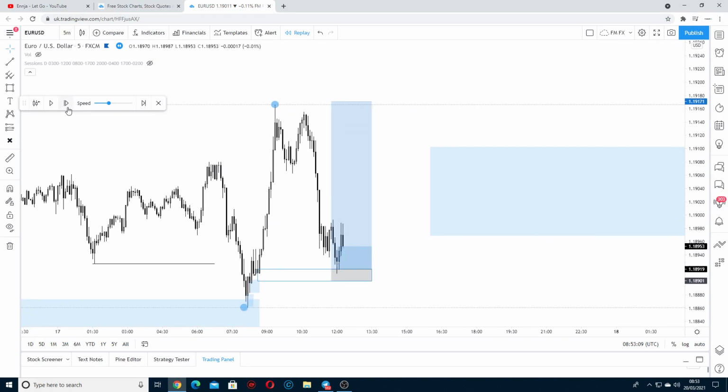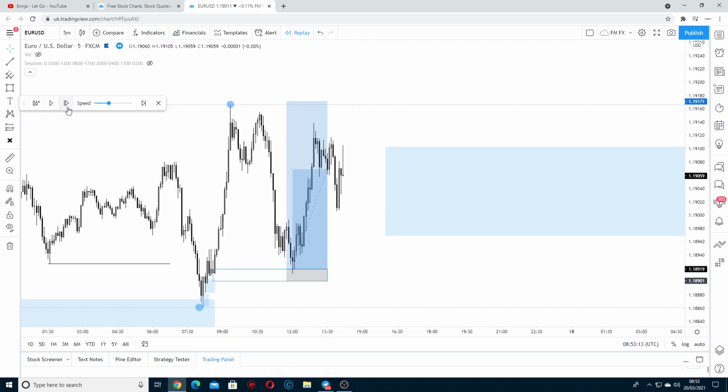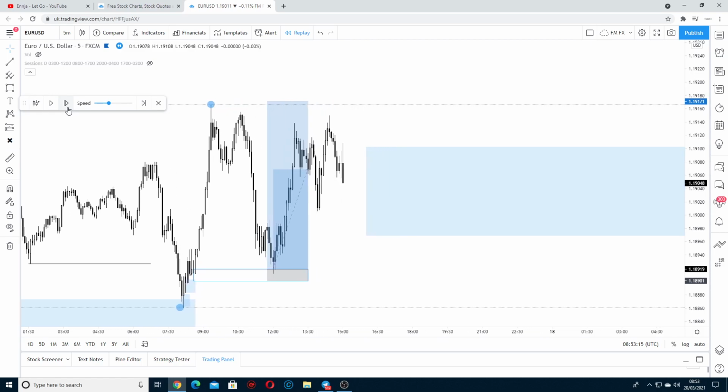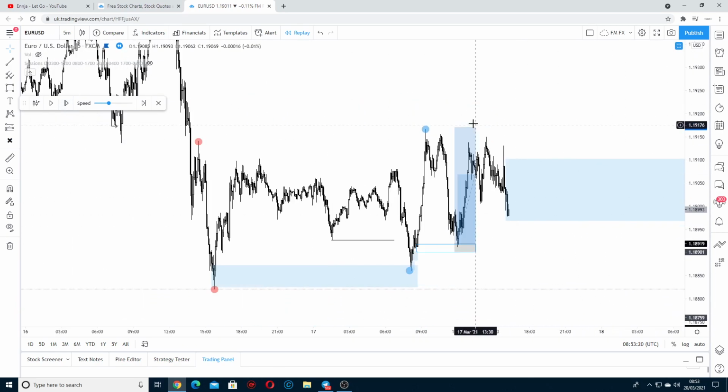We went up, smashed targets, which was at the new high, perfectly. And then I closed out because my targets were based off of 5-minute structure, this high in here, right?